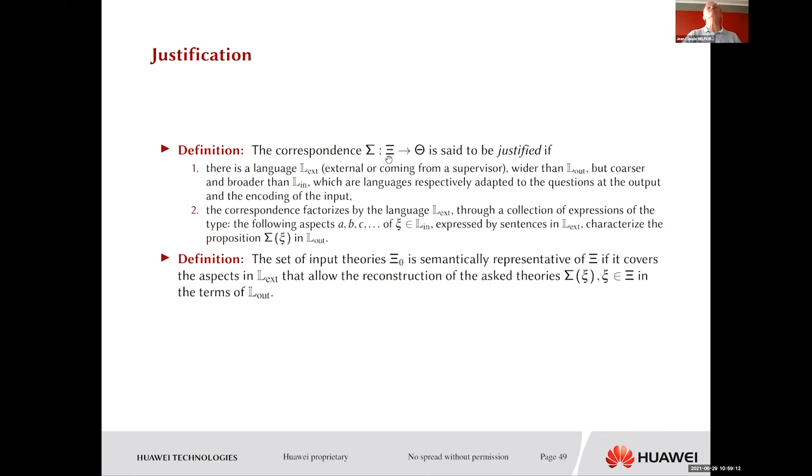So the correspondence from the input side to the output of theories, the theta, will be said to be justified if there is a language which is external or coming from some supervisor wider than the language of the output, so the language of the question, but coarser and broader than the language of the input, which is just a very simple theory where you have just many objects, for example, the pixels of the image, but basically no morphisms, and which are the languages respectively adapted to the questions at the output and the encoding of the input. And this correspondence will factorize by the language LX through a collection of expressions of this type, the following aspects A, B, C, or Xi in the language of input, expressed by sentences in the language of X, will characterize the proposition in the language of output. Okay.